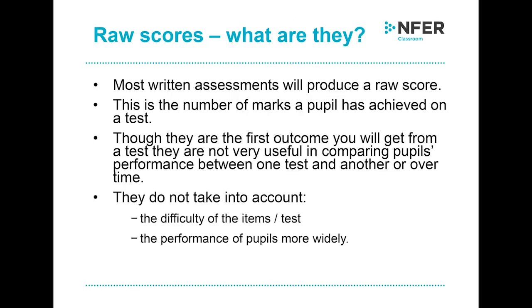So the first outcome we'll talk about is raw scores. Most written assessments will produce a raw score, and it's the easiest type of outcome to calculate. Basically, it is the number of marks a pupil has achieved out of the total number of marks available on a test. Now, though this is the first outcome you will get from a test, it's not very useful in comparing pupils' performance between one test and another or over time. And this is because raw scores do not take into account the difficulty of the questions in the test or the performance of the pupils more widely.